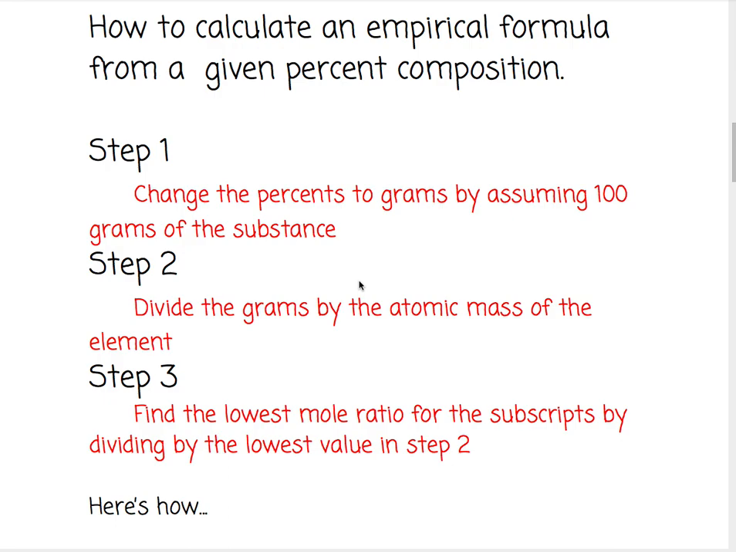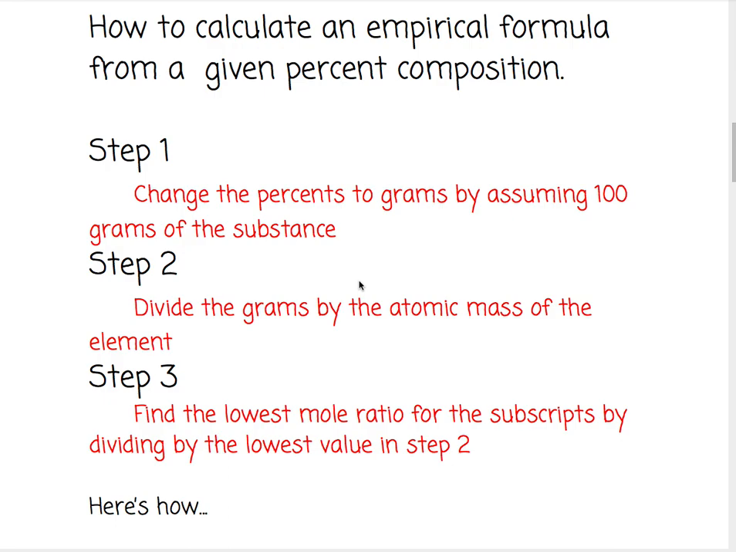So the first step to doing this is to change the percent to grams. And that seems harder than it is, but if we assume that we have 100 grams of a substance and there's 100%, then we can just simply change the percent sign to grams. And it's as simple as that.